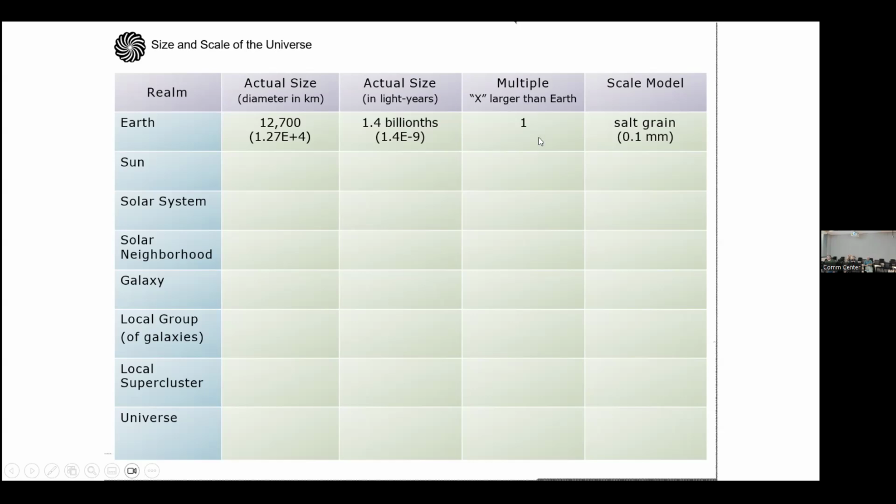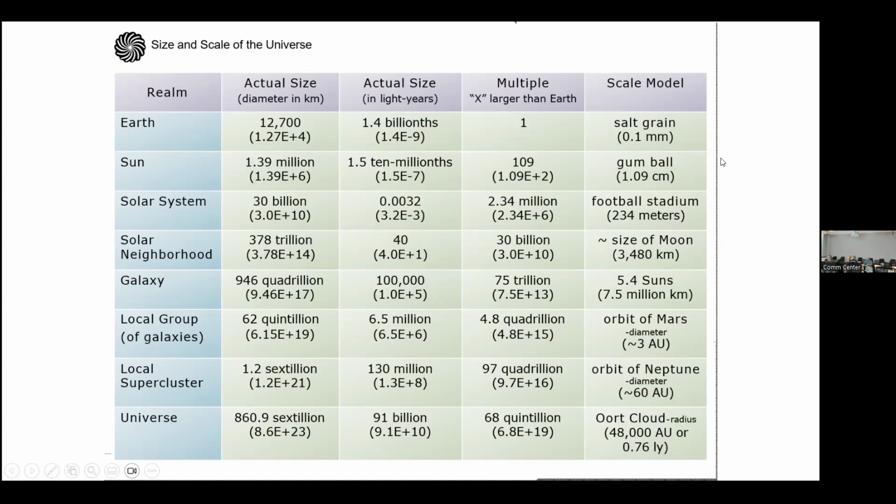If you use the Earth as a scale of 1, size of 1, this fills in all those sizes. And so if the Earth is the size of a grain of salt, and these unfortunately are millimeters and in metrics. I still have trouble sometimes wrapping my head around metric sizes. Well, if the Earth is a grain of salt, then the sun would be the size of a gumball. The solar system would fill a football stadium.